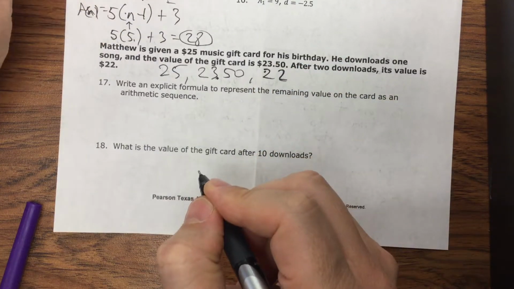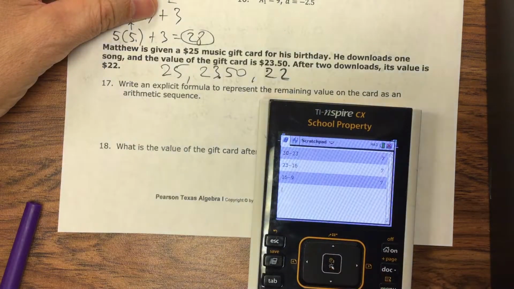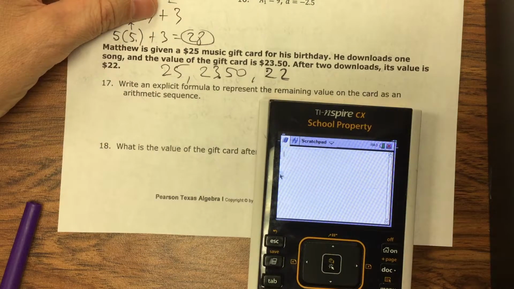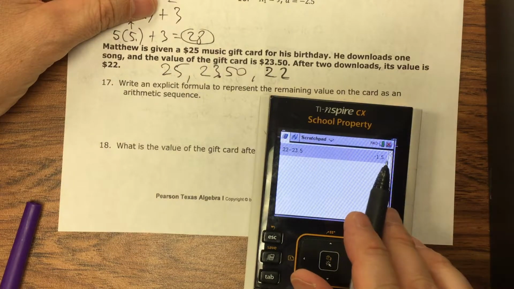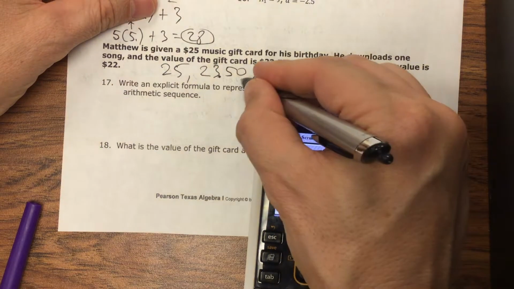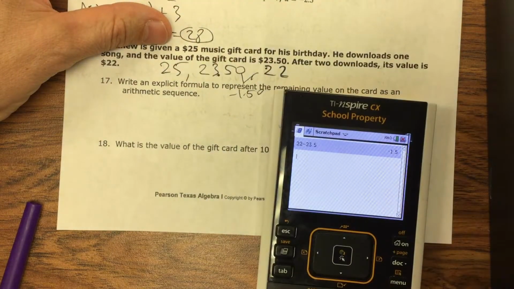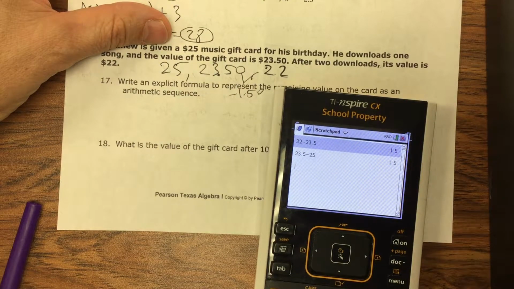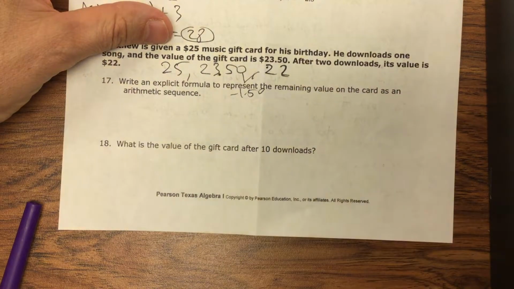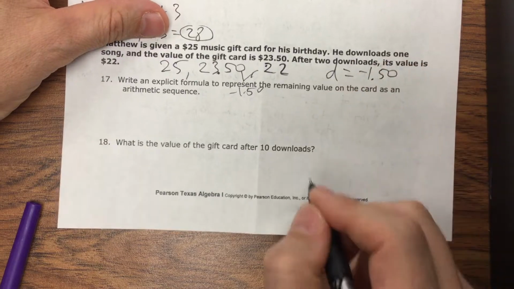All right. So let's see what's happening each time. We have 22 minus 23.50. Remember, we always go backwards. It's negative 1.5 or negative $1.50 basically. So when you go forwards, it looks like you're going down $1.50. All right. Now let's do 23.50 or 23.5 minus 25. We're getting the same thing. Okay, so we know our common difference is negative $1.50.